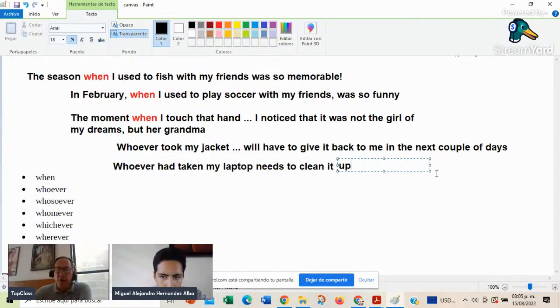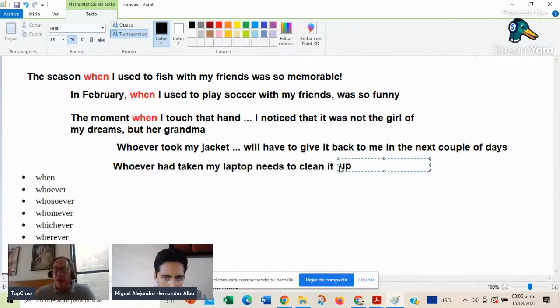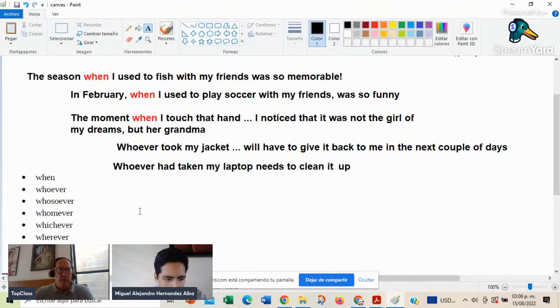You don't put "clean it up"; you can use something additional. Clean it thoroughly, or clean it completely, or clean it carefully. You want to give something additional. If you say just "clean it up," that means the sentence ends there. "Up" supports the original verb, right?